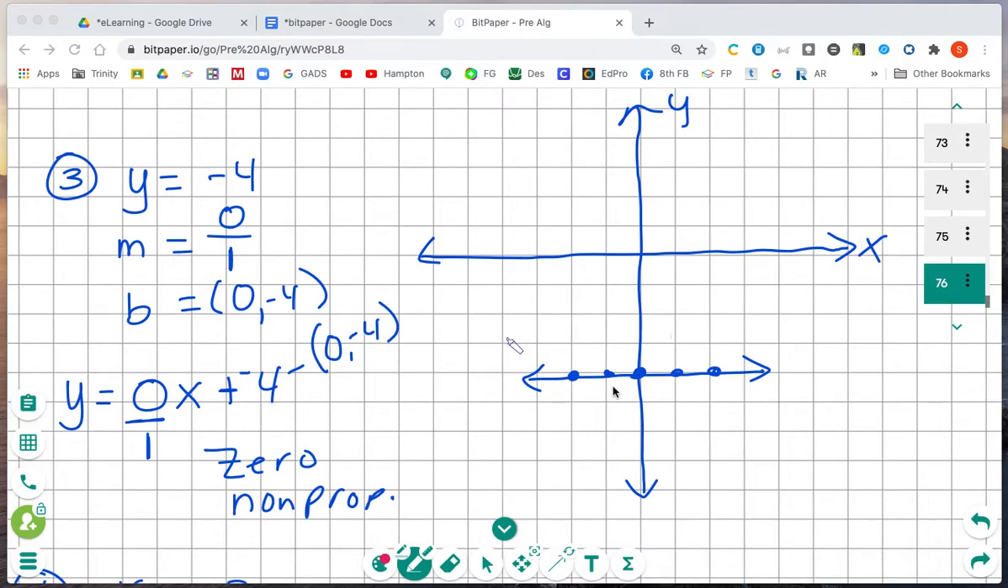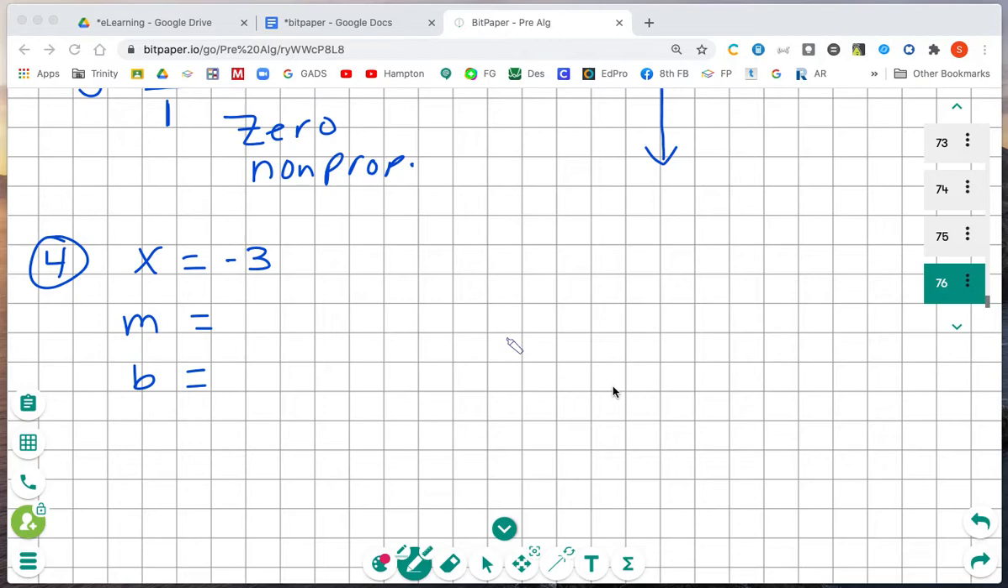Let's go ahead and also label. This is my B. This is my y-intercept. This is my 0, negative 4, and it is my starting point.